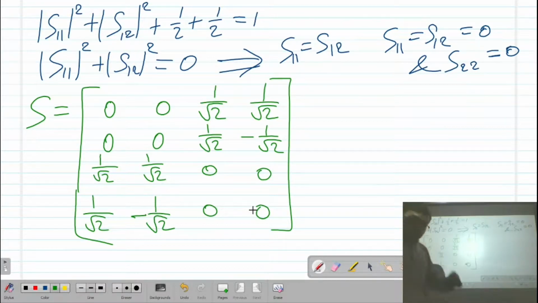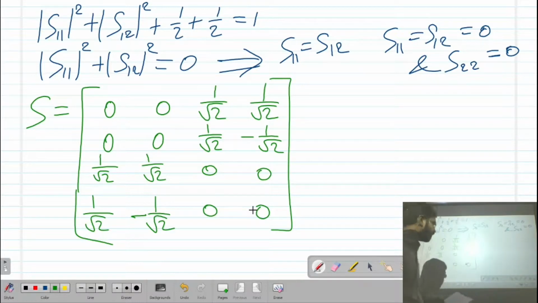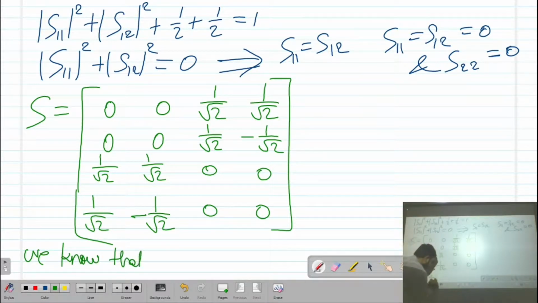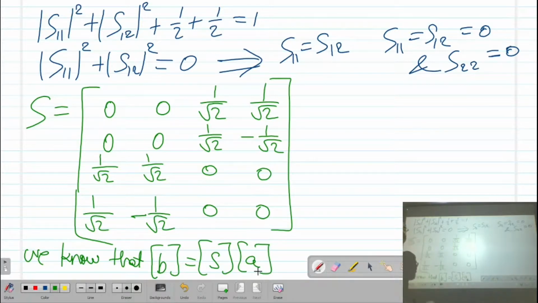Now, to solve this, we will find out the relation between A and B. We know that the B matrix is equal to the S matrix into the A matrix. B is nothing but the reflected or the output, A is nothing but the incident, and S is nothing but the reflection coefficient.